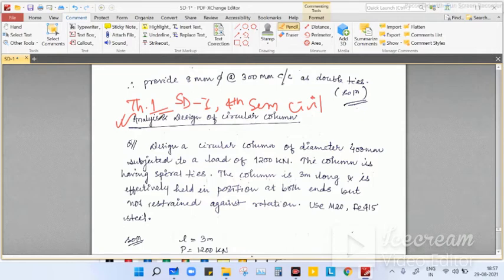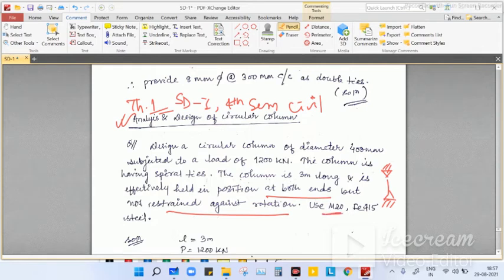So the question is: design a circular column of diameter 400 mm subjected to a load of 1200 kilonewton. This column is having spiral ties. The column is 3 meter long and is effectively held in position at both the ends but not restrained against rotation. That means both the ends are hinge support. It can rotate, so both the ends are hinged.